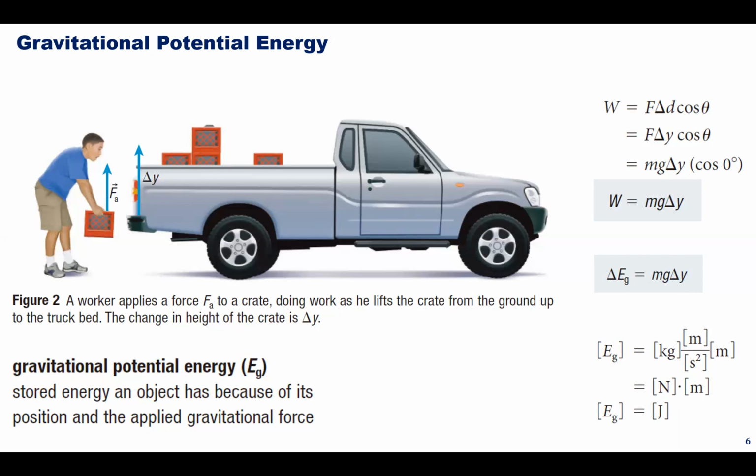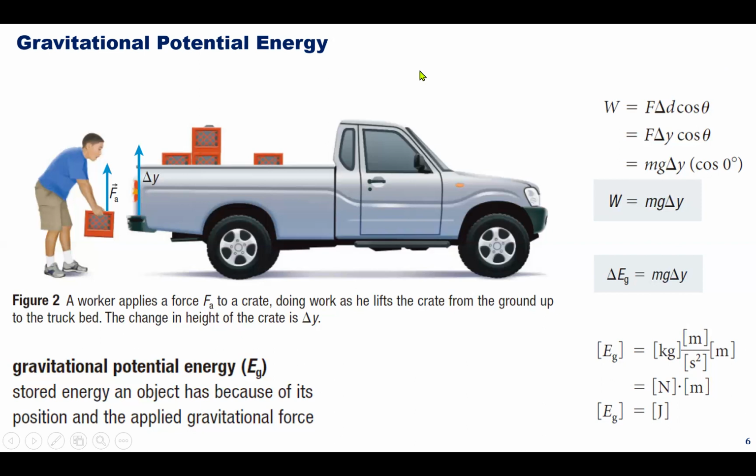So analyzing gravitational potential energy mathematically can help clarify how to apply it when solving problems. Here, suppose a worker lifts a crate onto the back of a pickup truck, as shown here in figure 2. Let delta y be the change in the elevation of the crate. The force the worker applies to the crate to raise it is in the same direction as the crate's displacement.